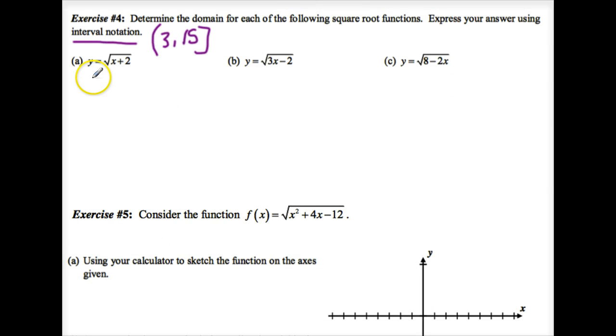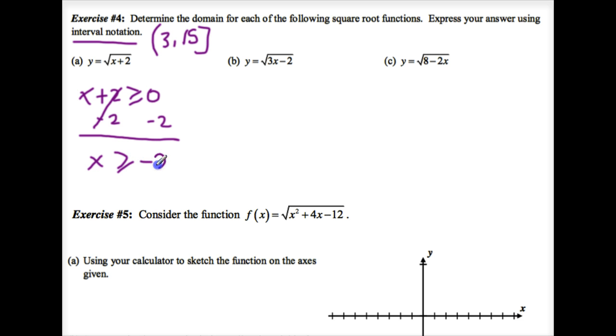So the first one we have is x plus 2 is greater than or equal to 0. I would solve for x by subtracting 2 on both sides. X is greater than or equal to negative 2. So interval notation would be negative 2 included, and this goes on all the way to infinity.